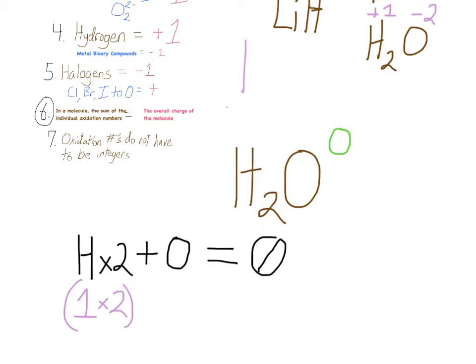Put that in parentheses. Plus the oxidation number of oxygen, which is -2, according to rule number 3. I'll put that in parentheses to make it look nice. Equals 0. If you work that out, 1 times 2 is 2, plus -2 equals 0. So that is exactly what rule number 6 means. And that is a very simple example. Let me do a more complicated one.